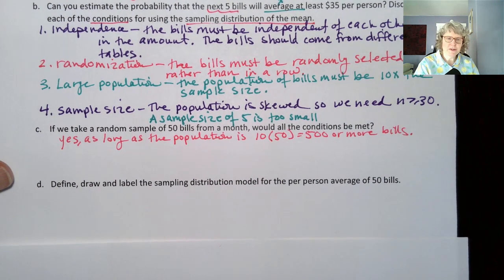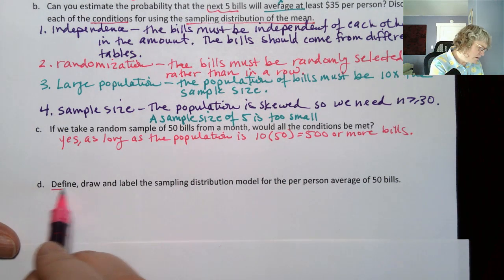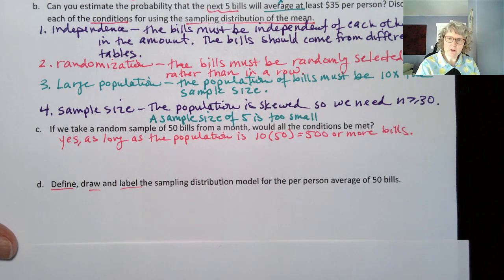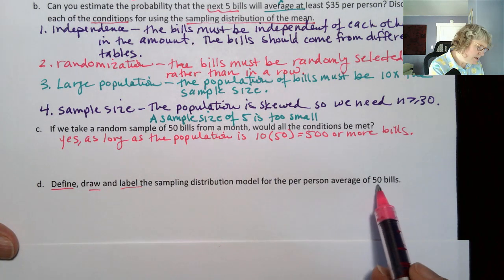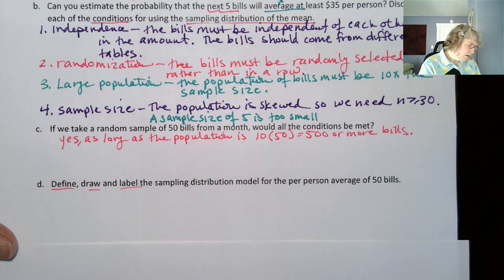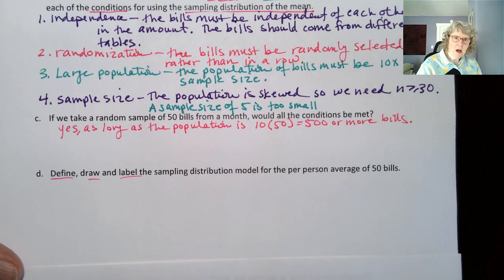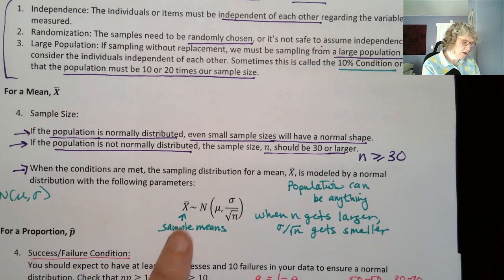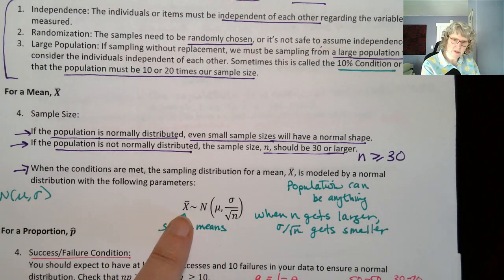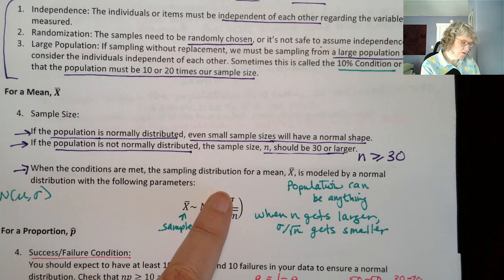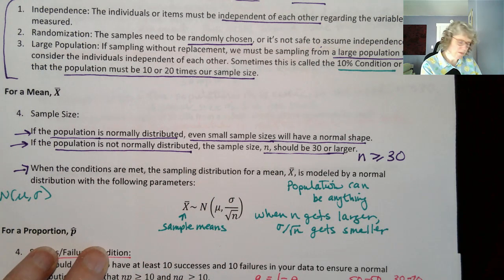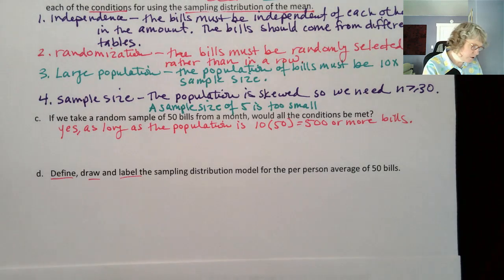Now we get to go to our sampling distribution. Define, draw, and label. Sampling distribution model for the per person average of 50 bills, okay? Okay, so remember we already have a per person, but now we're taking the average of 50 bills per person. Okay, so define. So I got to get my model again. So here's my conditions and models page, and this is the formula I'm going to use because we're doing X bar. We have a mean, we have a standard deviation, and we have an N, okay? So I'll write out the general formula first.